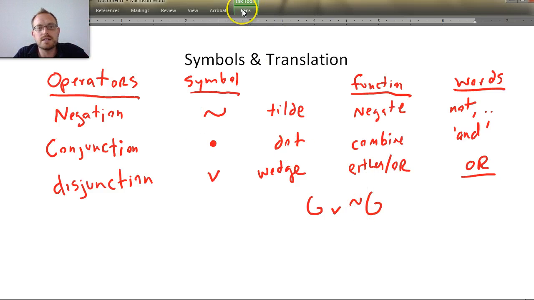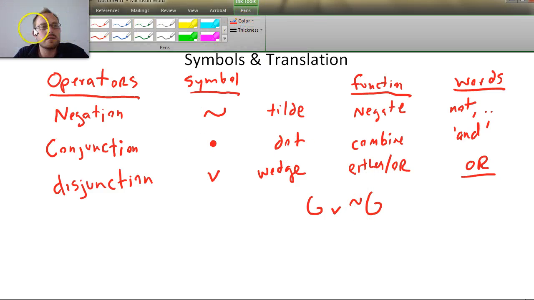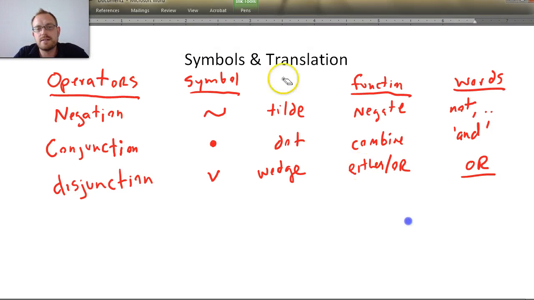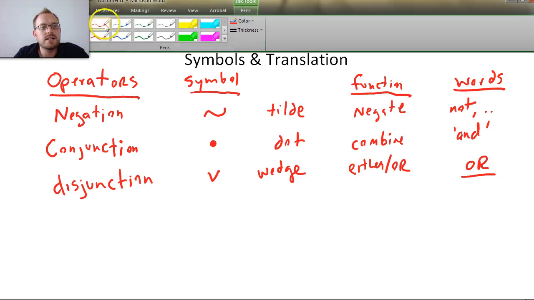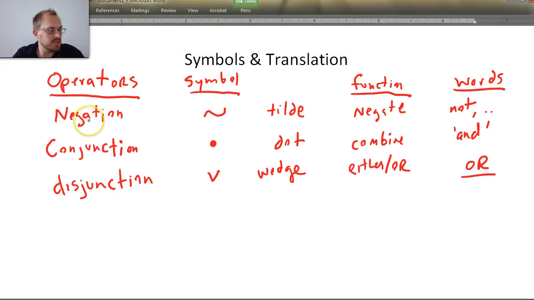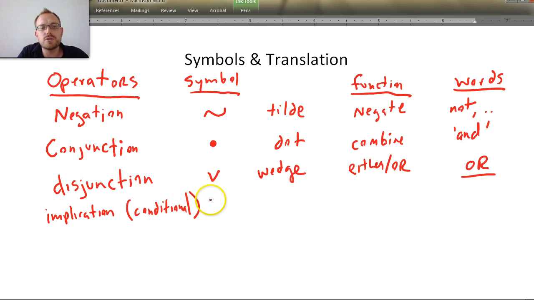So let me go actually. Let's erase that. Okay. And I'm going to give you examples for all of these as we go. There's disjunction. The next one here is not disjunction, but rather implication. I'm going to probably in most of the videos refer to this as a conditional. And the conditional here, the symbol we're going to use is basically it looks like a horseshoe. It's sort of this weird symbol.